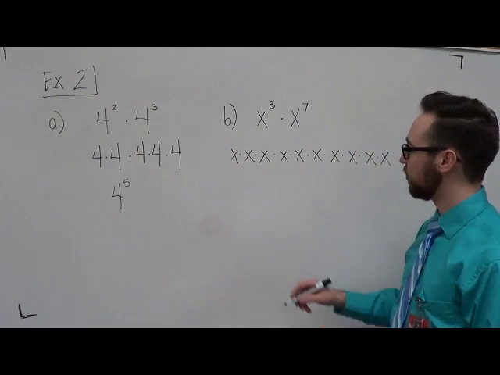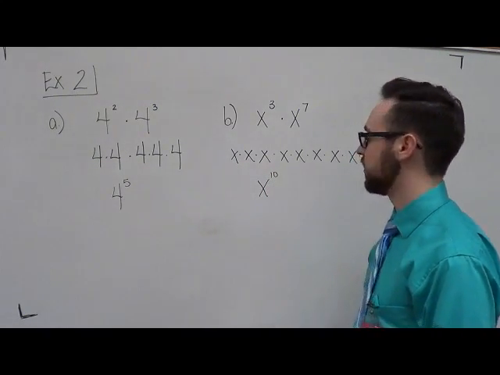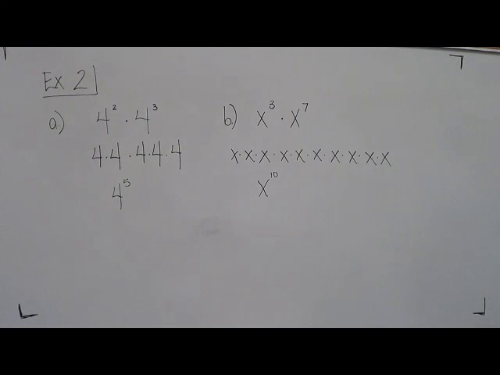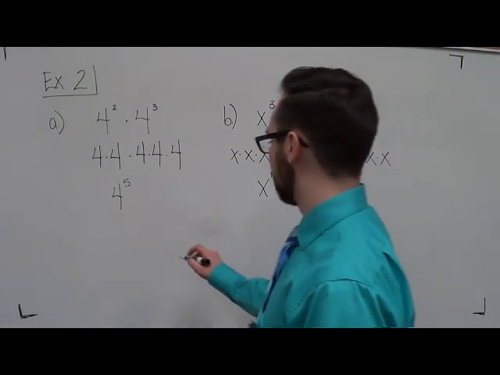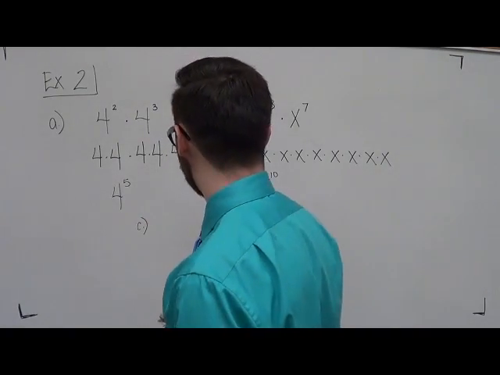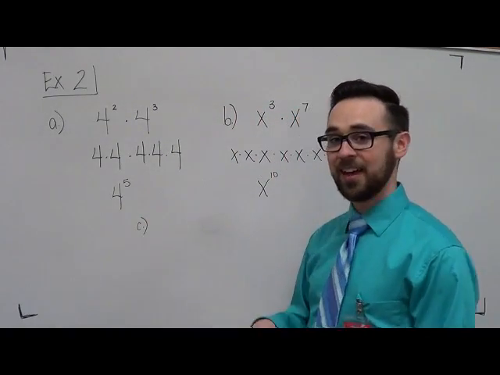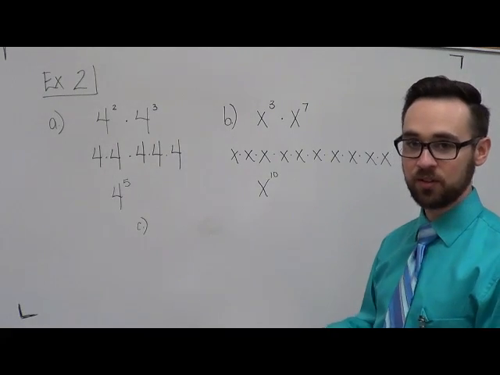So how many do I have in total? 10. 3 plus 7. Now we can do it all together. We can have exponents and variables and numbers.